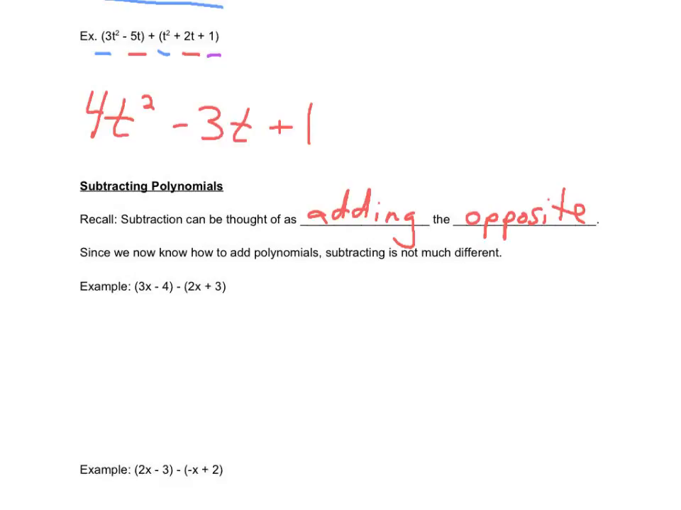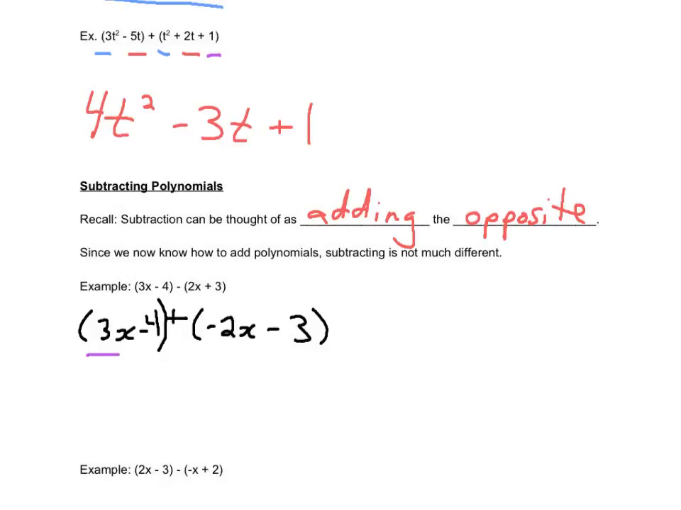Okay, 3x minus 4 minus a 2x plus 3 could be the same as adding the opposite. So what would be the opposite of 2x plus 3? Well, the opposite is simply switching the signs of each term. So 2x would then be negative 2x, and positive 3 would be negative 3. So another way of doing this exact thing, it's mathematically equivalent: 3x minus 4 adding now the opposite.